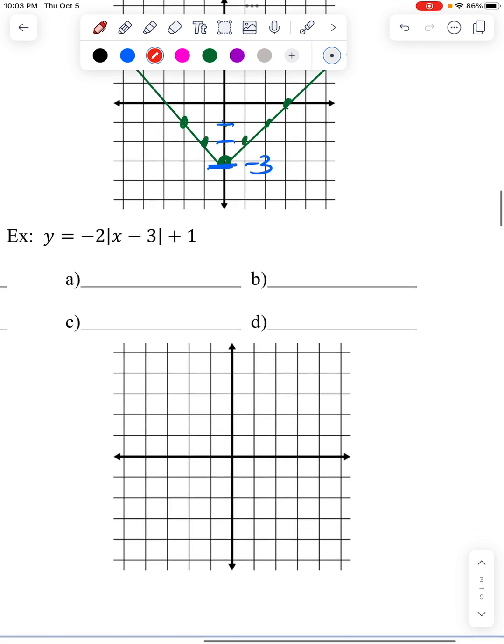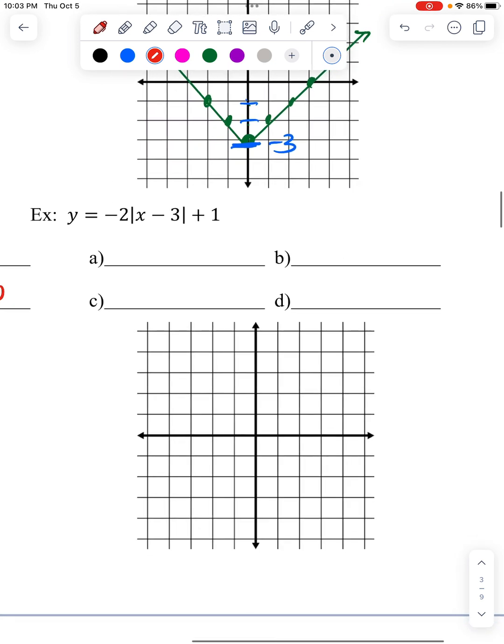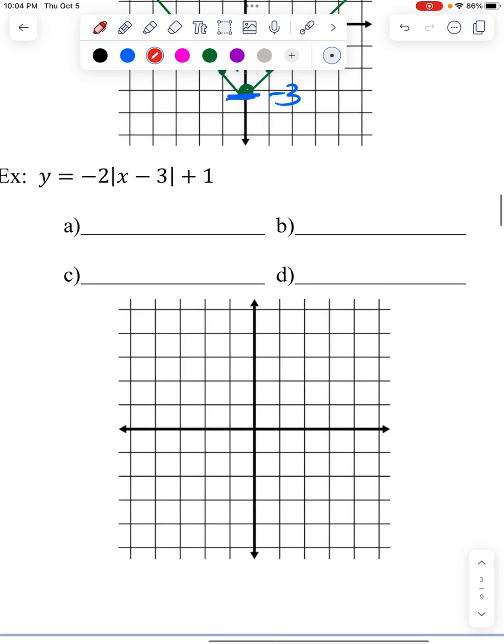This is a doozy. This is like the grand finale where everything's happening at once. What is this doing? Well, it's at the end, so it's going to move it up 1. This is inside, so it does the opposite of what I expect. So even though it's a minus, it's actually going to move to the right 3. This is going to flip it over, and because it's flipped over, it's going to open downward. And then this, too, is going to make it a little more narrow than before.